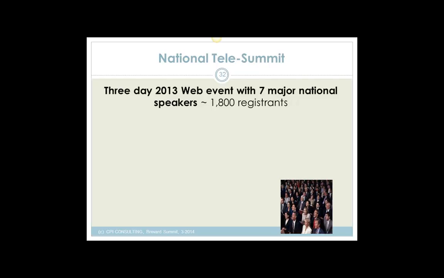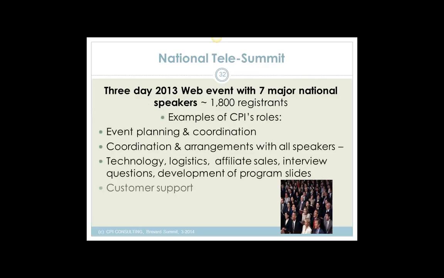And then as a third example, this was a national telesummit. Last year we had, this was for one of the nation's top internet marketing experts and had 7 major national speakers with 1,800 registrations, and some of the roles involved in making that event happen are noted there. I wanted to call attention to the one in the middle, in particular, affiliate sales, where you can host an event and then have products that are sold at that event, and then the host of the event shares in the profits from the sales that happen through their event.